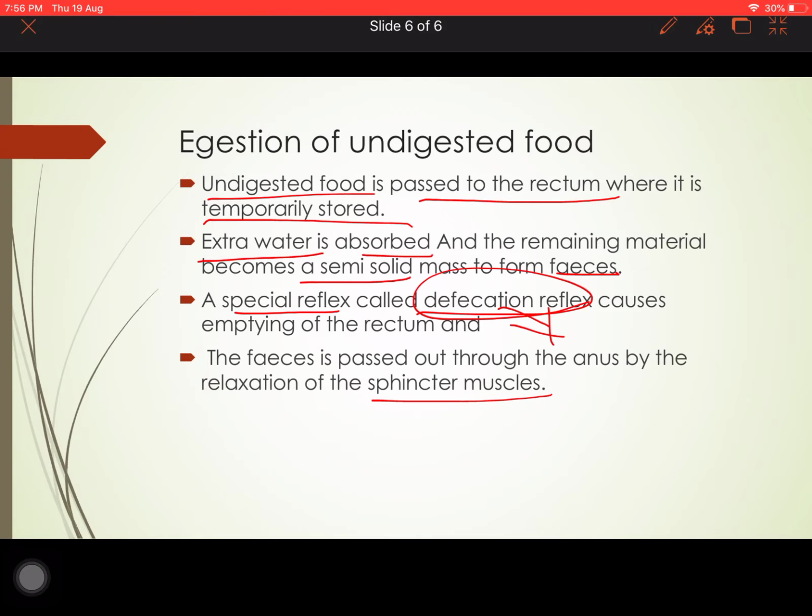Okay, so today's episode is complete: absorption, assimilation, and egestion. So please go through your textbook.